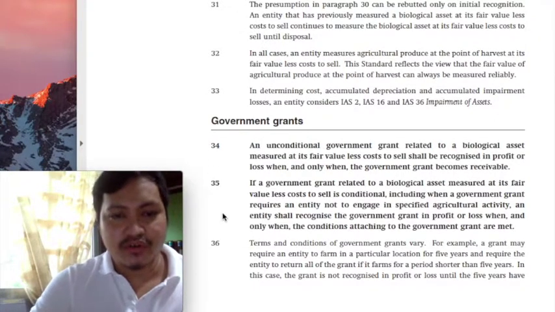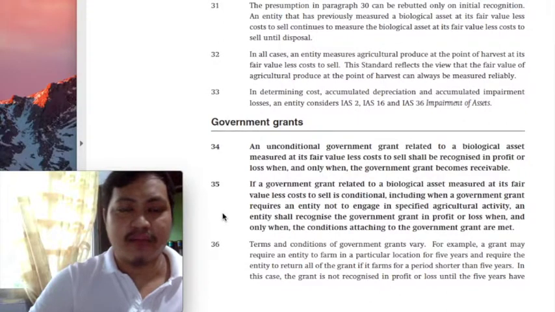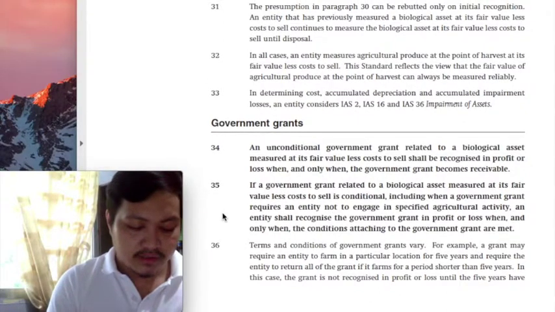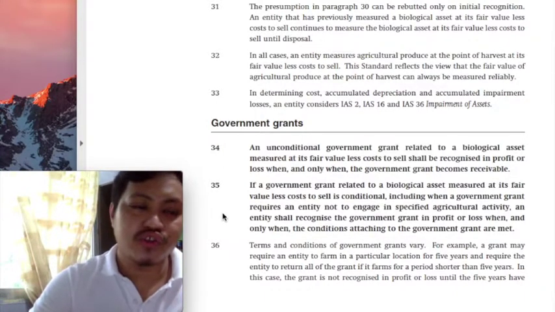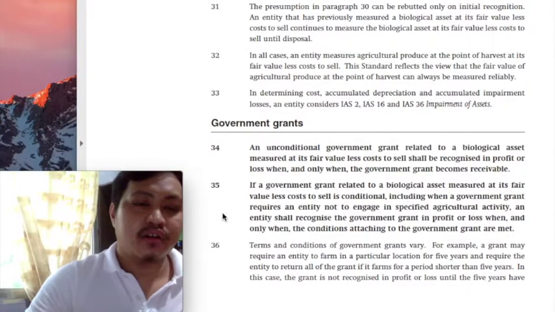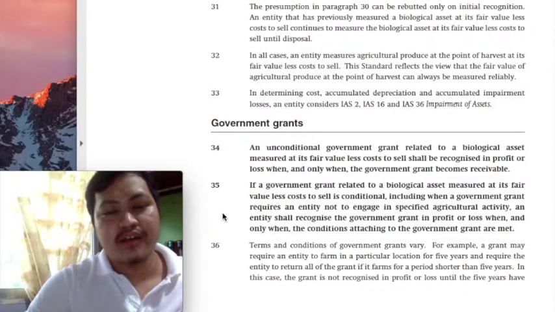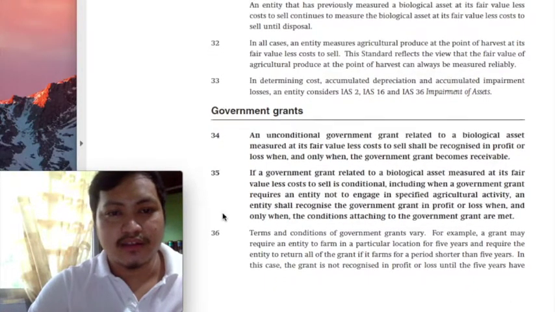But as I've mentioned earlier, class, I believe there's no need for the inclusion of these provisions for biological assets because these are in consonance with the general provisions for government grants as provided in PAS 20, class.